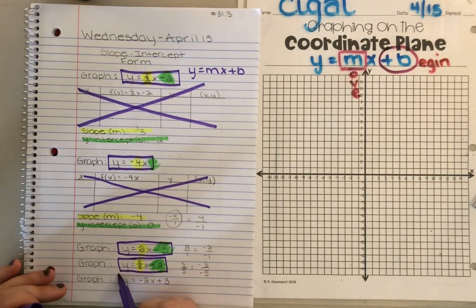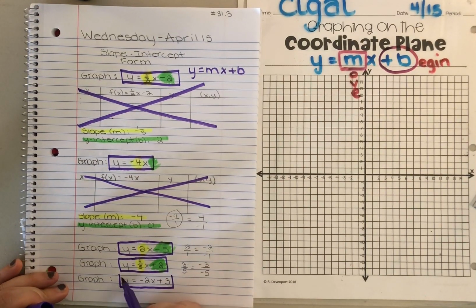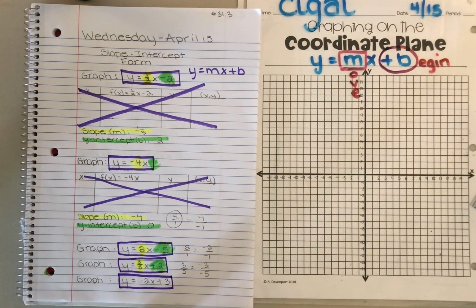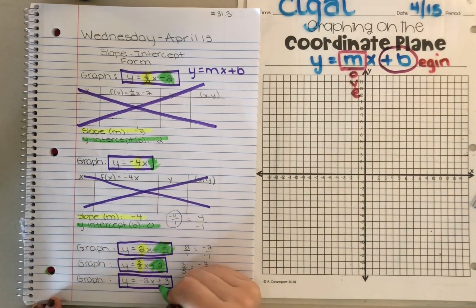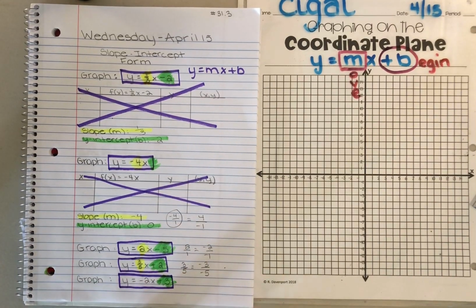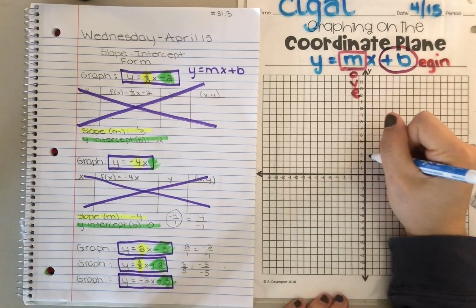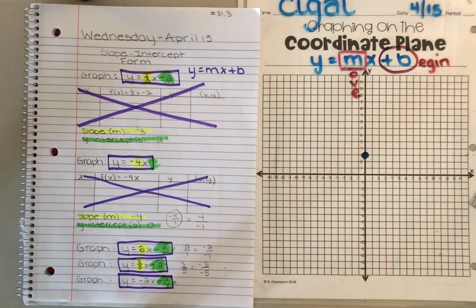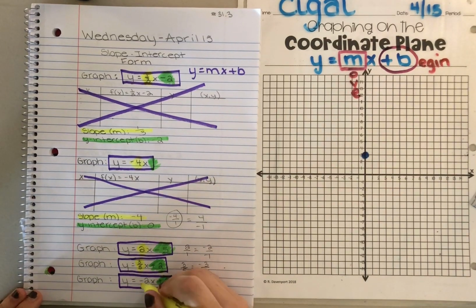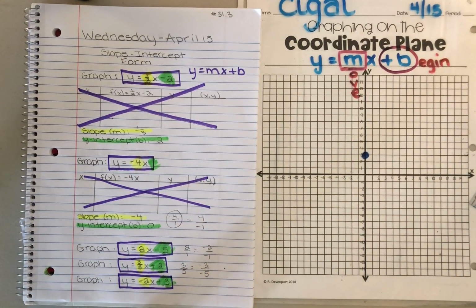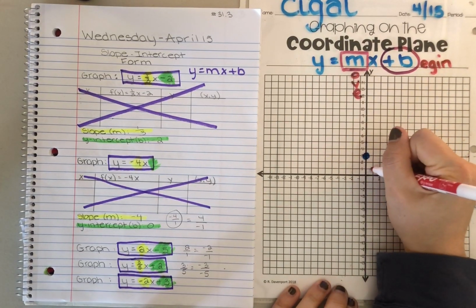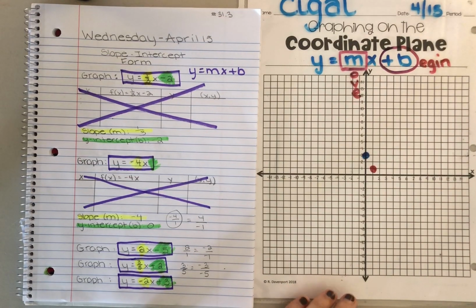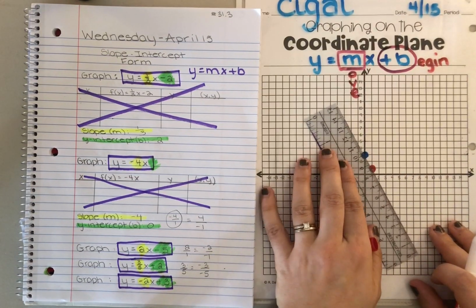Last one, I have this equation that I'd like to graph. Let's identify the M and the B. I'm going to start with B because that's where we begin on the graph. Okay, so my B value is +3. My M, or my slope, is -2. So that means that I'm going to go down 2 and right 1. That's really all I need to draw a line. So I could stop here and draw my line if I was in a rush.